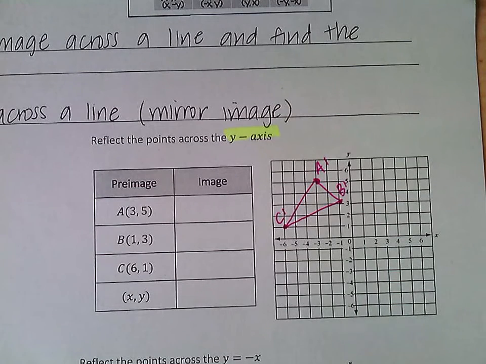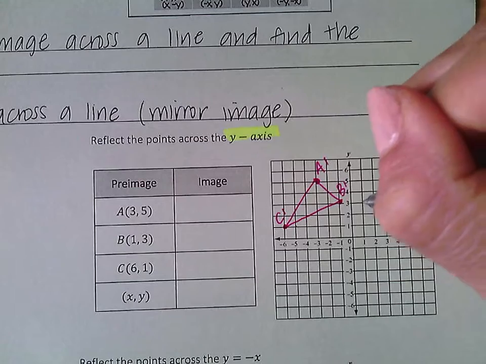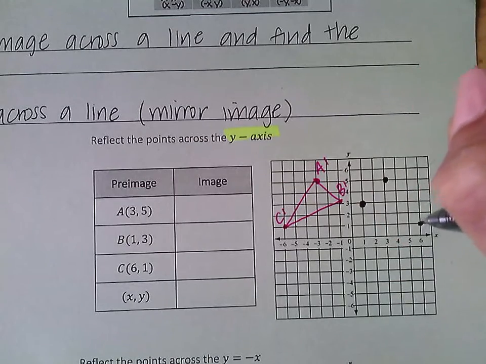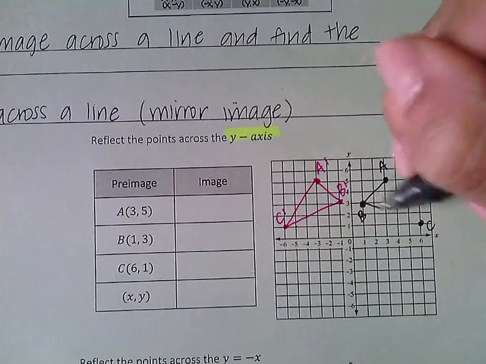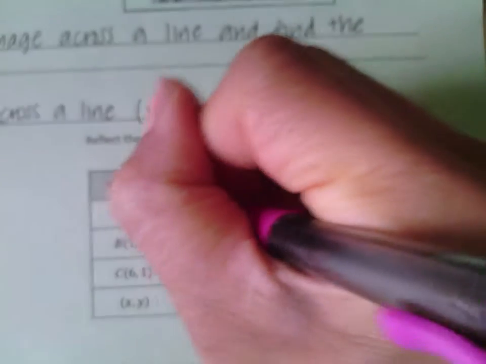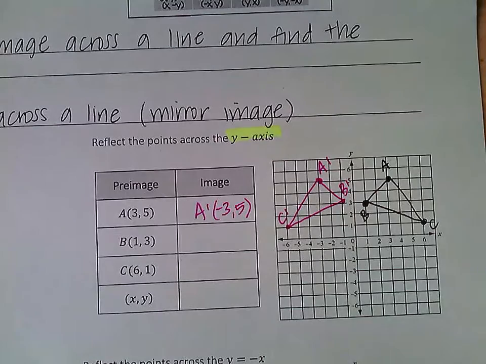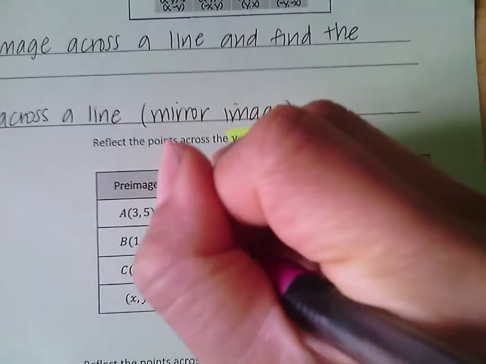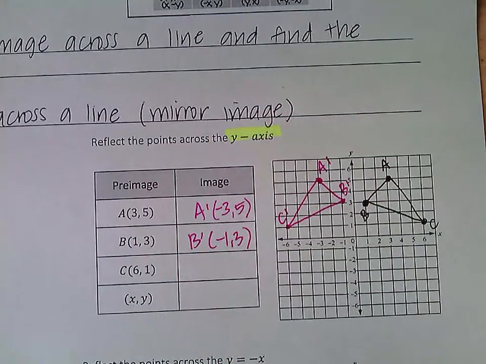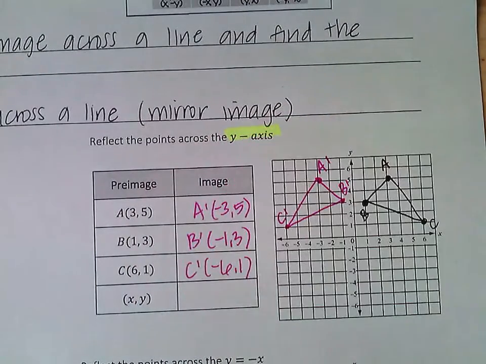And my original was 3, 5, 1, 3, 6, 1. And you can see that this figure is reflected or flipped across the y-axis. Draw our points. A prime is -3, 5. B prime is -1, 3. Our C prime is -6, 1.